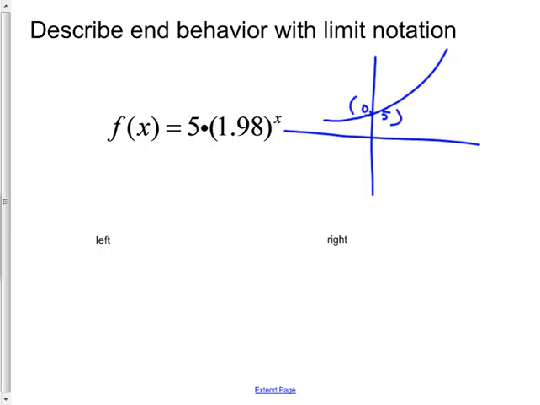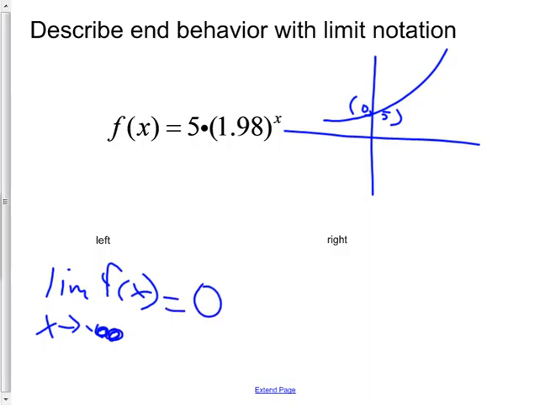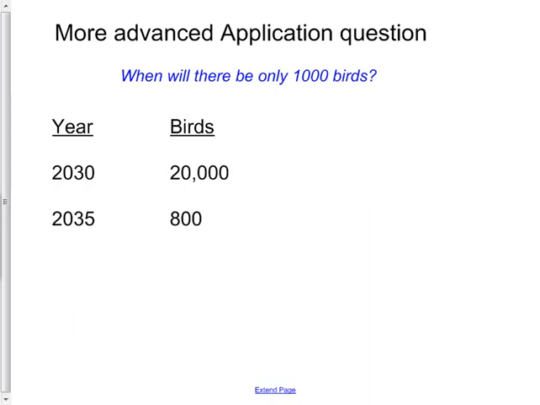Zero comma 5 would be that spot. So the left limit, as x approaches negative infinity, is where you go way to the left. It would be 0. Raise your hand if you had that one right. Okay, and the other side would be positive infinity, and it would equal positive infinity. Raise your hand if you had that one right. Okay, good. You're good at limits.